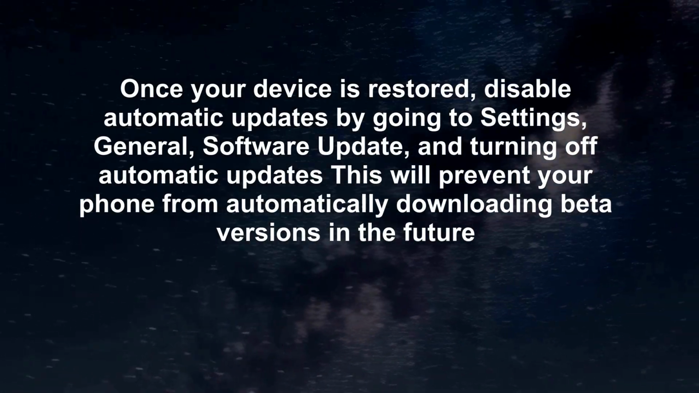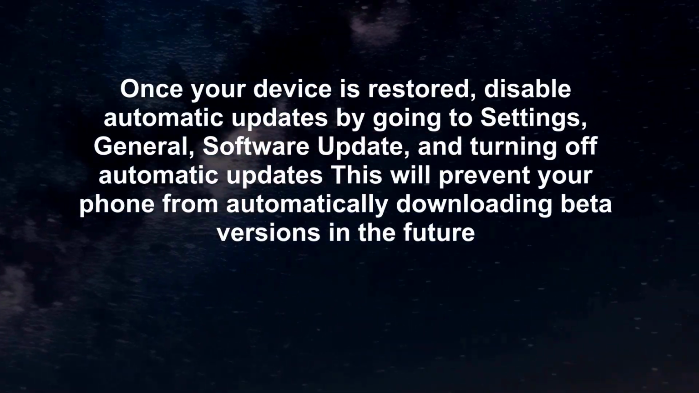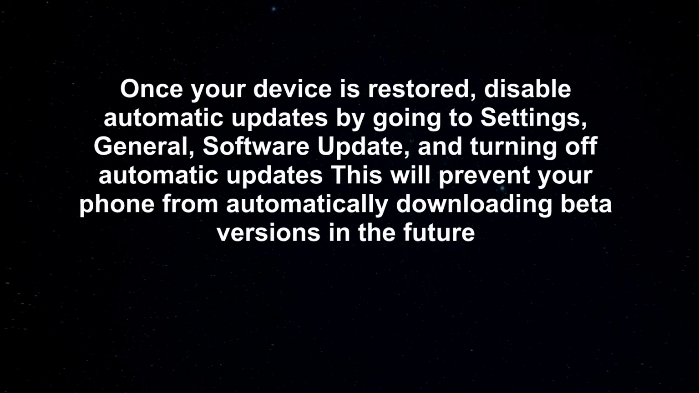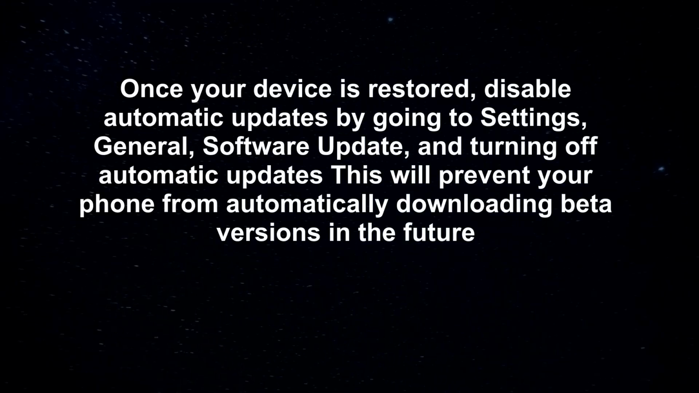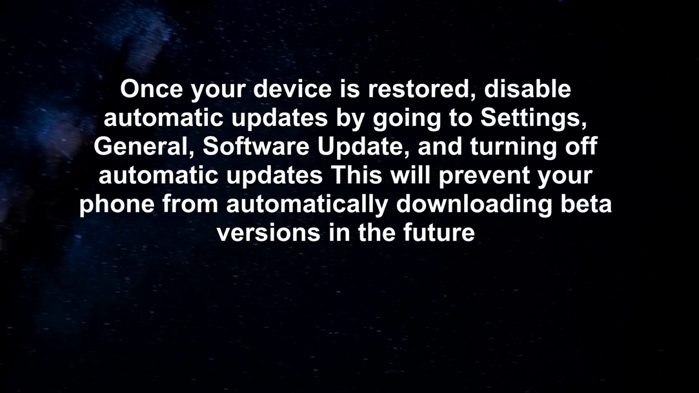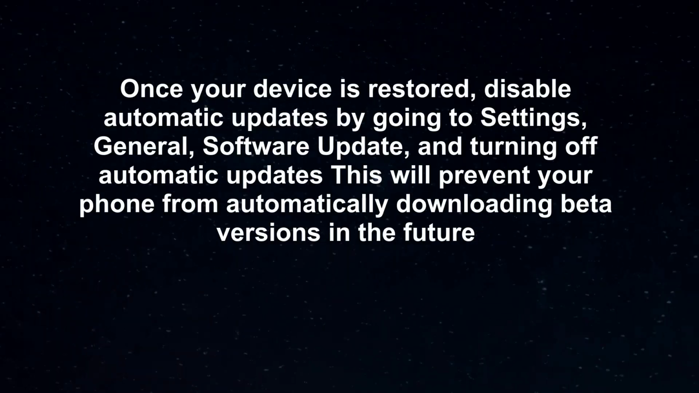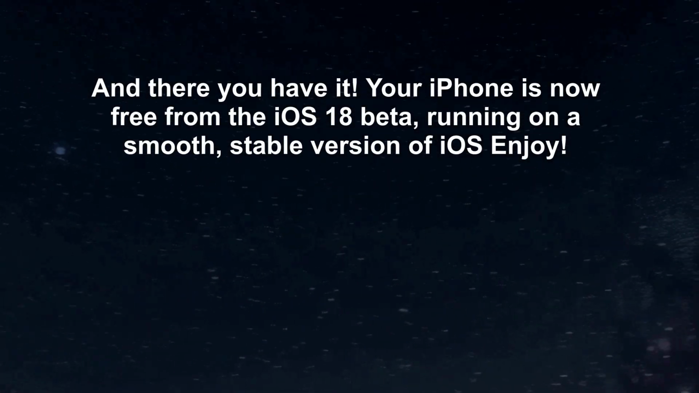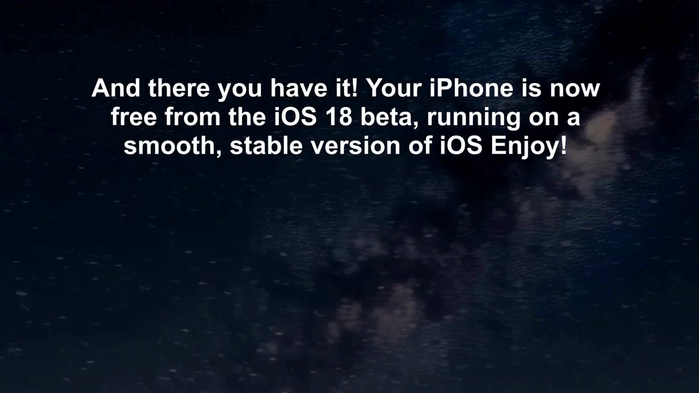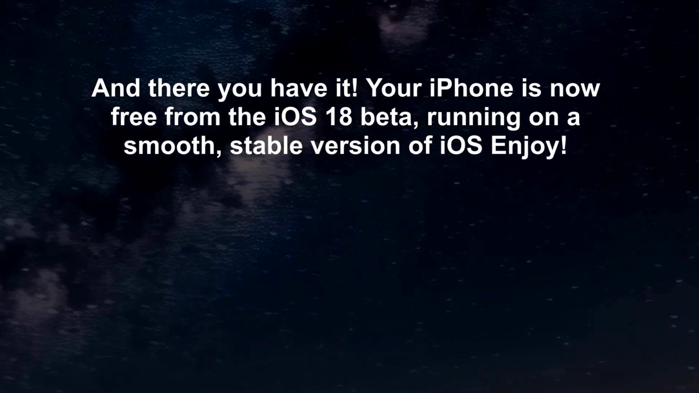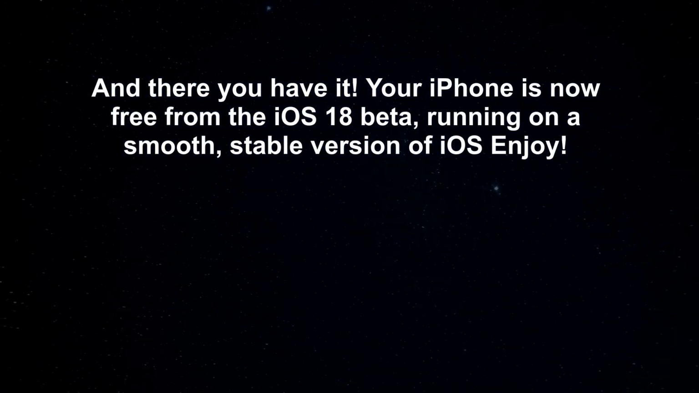Once your device is restored, disable automatic updates by going to Settings, General, Software Update, and turning off automatic updates. This will prevent your phone from automatically downloading beta versions in the future. And there you have it. Your iPhone is now free from the iOS 18 beta, running on a smooth, stable version of iOS. Enjoy!